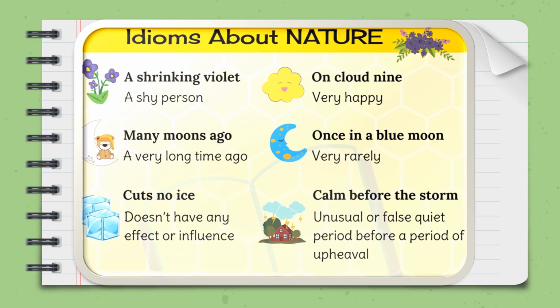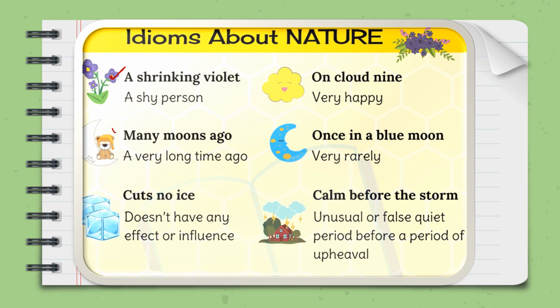Students, it's vocab building time now. Let's learn a few idioms that can be used to describe nature of a person. The first one is a shrinking violet. It means a shy person. Example, she is no shrinking violet in theater class and is always ready to act. Means she is never shy in theater class and is always ready to act. A shrinking violet means a shy person.